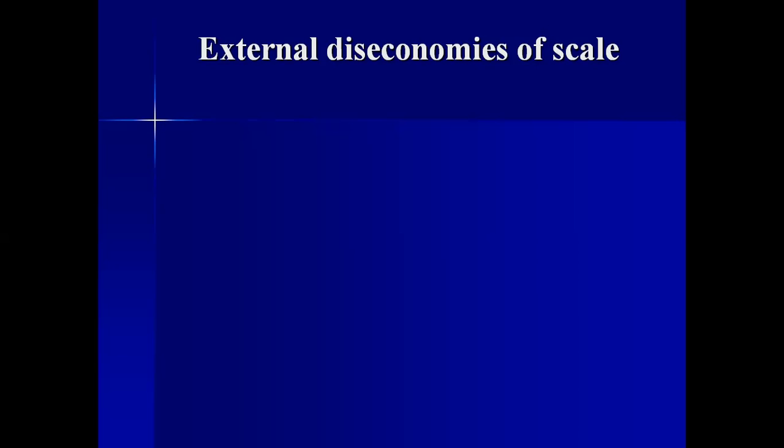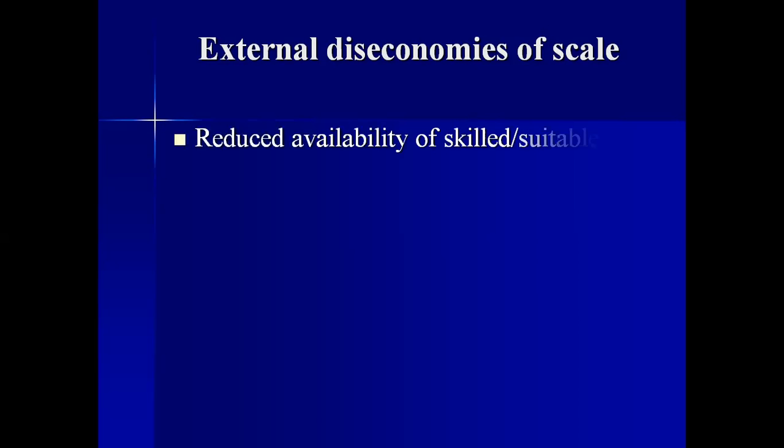Now let's discuss some of the external diseconomies of scale. Reduced availability of skilled or suitable labor. Because now there are so many firms in the industry hiring labor, there is a shortage of skilled labor. You are not able to find suitable workers because they are already employed in so many firms in that industry. So what will happen? In order to attract workers, you have to pay them higher salaries, a higher wage rate, because they are already employed somewhere, or they have many options in that industry. When you offer them higher salaries, it will increase your cost, right? So your average cost will increase.